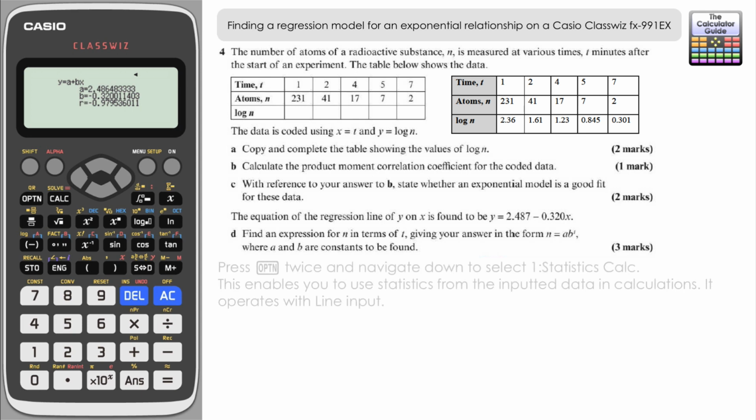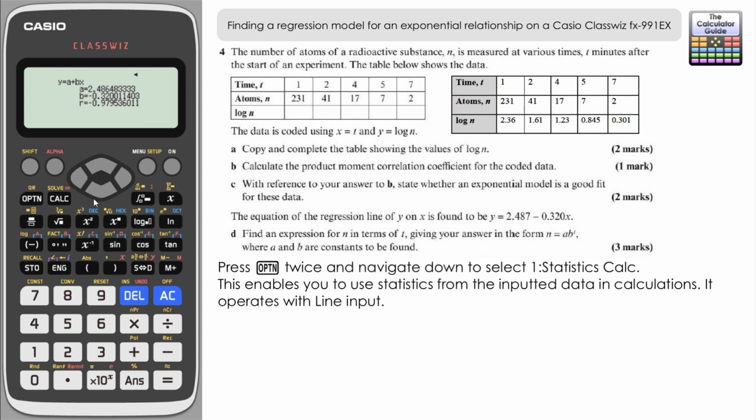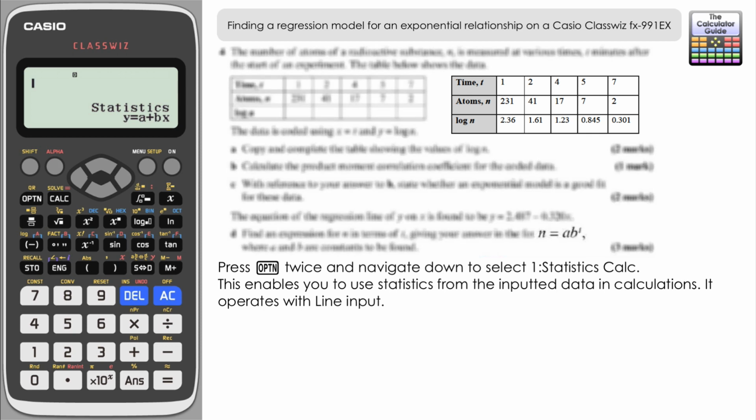We need to go to the statistics calculation screen, so it's option twice here, then scroll down to 1 statistics calc, and in this area we can use any of the statistics that we had from the data which we entered. We can use them in any calculation, and it does operate in line mode automatically here. Now what we're thinking about doing is we want to change this into an expression for n in terms of t, and if we have a look at the form of the expression that we have there, n equals ab^t, that is an exponential relationship.